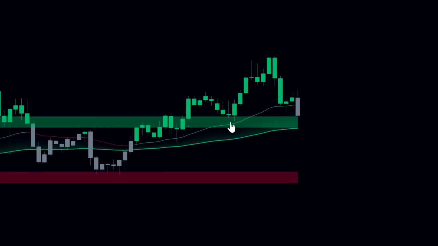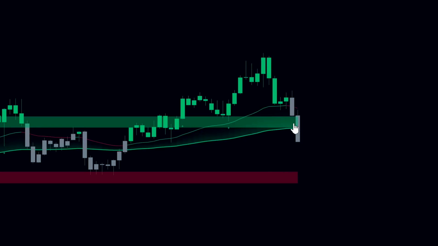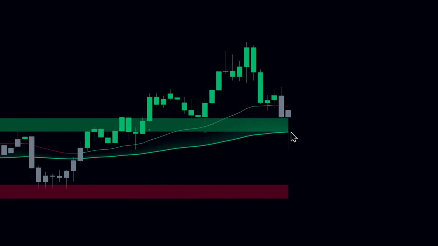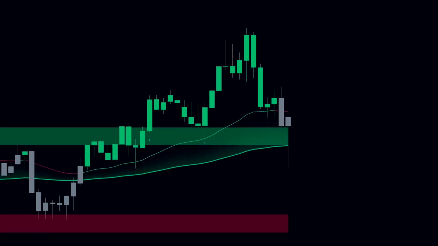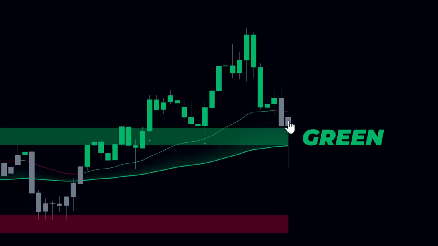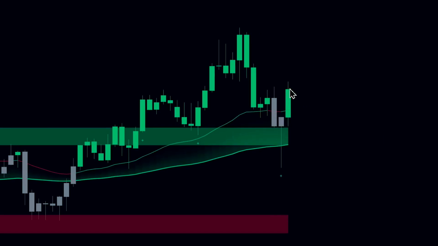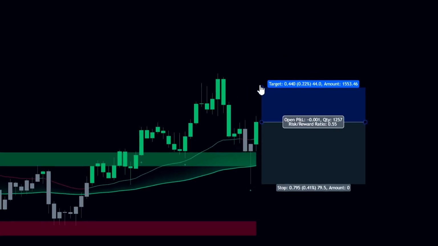During a pullback, the price should retest a support level, or resistance for shorts. A valid retest occurs when the price touches the level with a wick or closes inside the level, but doesn't break below or above it. Step 3, confirm entry. Wait for a green candle, or red for shorts, after the retest to enter. Place your stop loss at the bottom of the retest candle and target 1.5 times the risk.